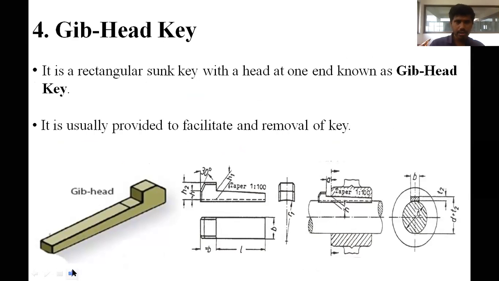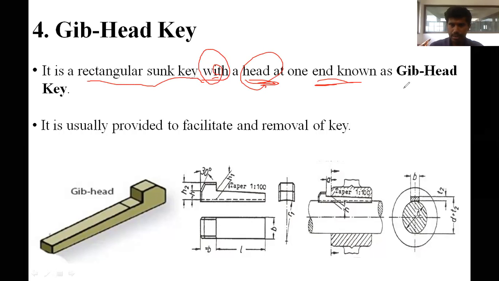So gib head keys. It is a rectangular sunk key. What it says, very important, is that a rectangular sunk key with a head at one end is known as a gib head key. So where and why is it provided? It is usually provided to facilitate insertion and removal of keys.